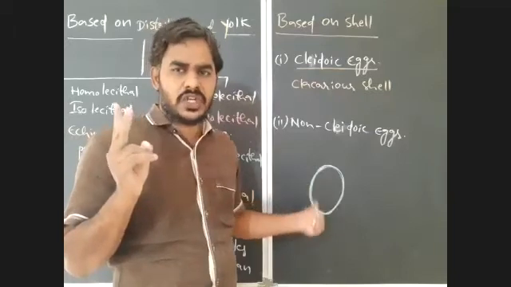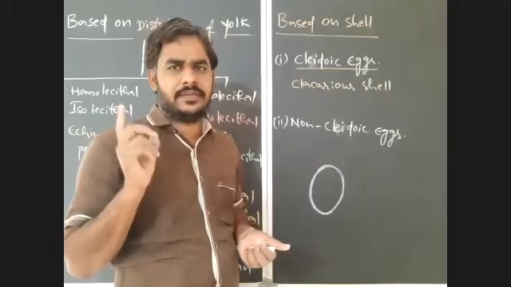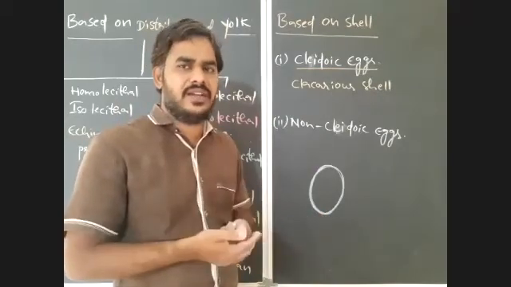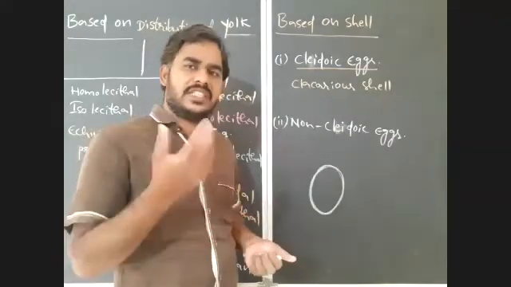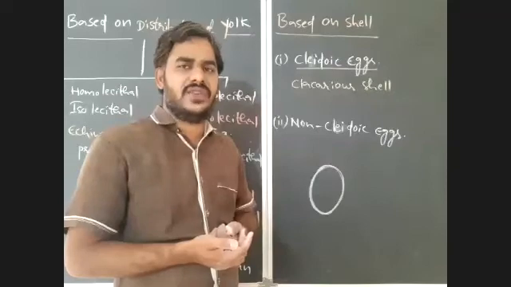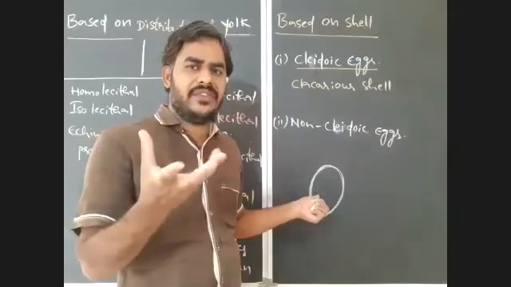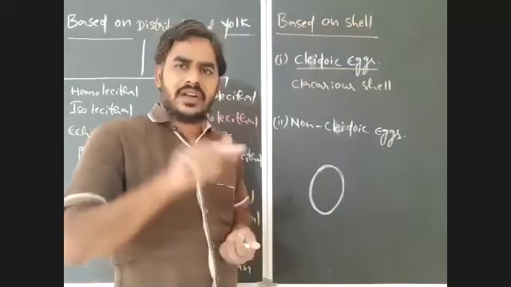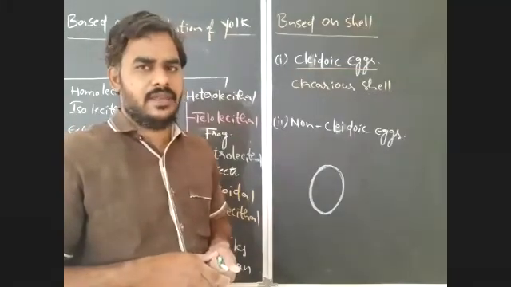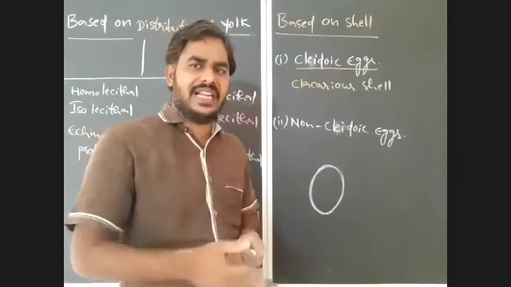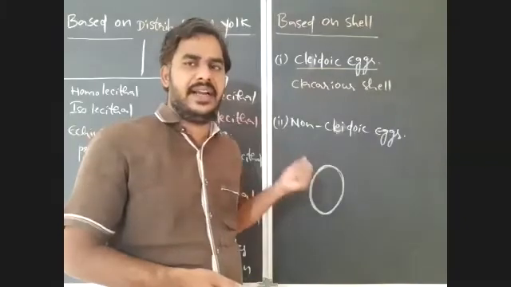If there is no shell for the egg-laying animals on the land, the first one, if they lay eggs without shell, that leads to damage of the egg. And the second one, if these eggs are exposed to sunlight, that may cause evaporation of all the moisture which is there in the egg, that leads to drying up of the eggs. Eggs will die. So to overcome these two problems, the animals which lay eggs on the land developed this calcium carbonate made shell.